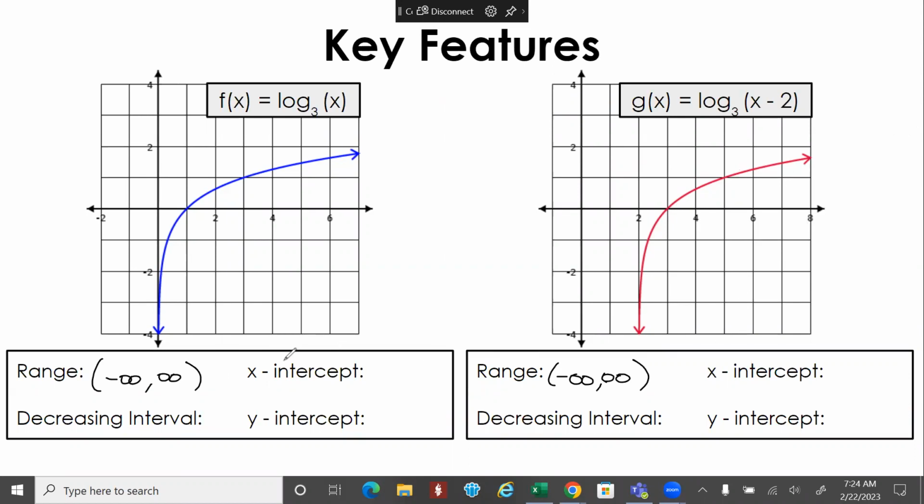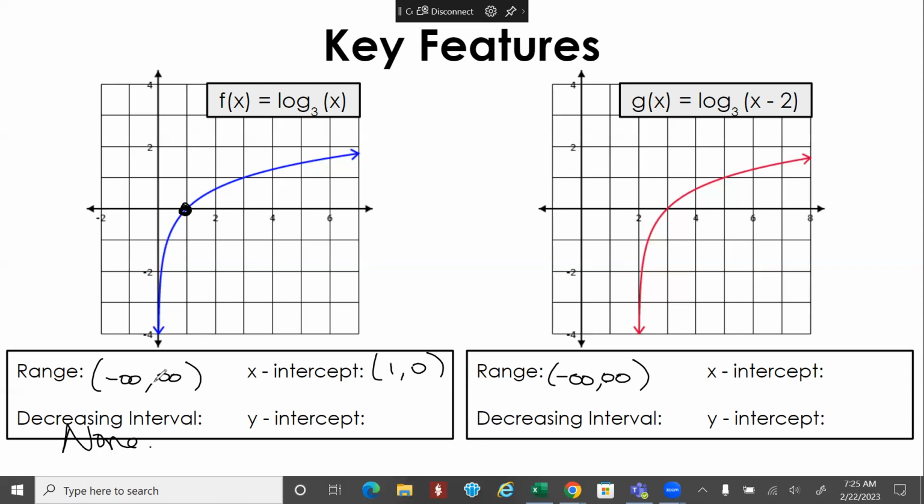Your x-intercept is going to be where it crosses the x-axis. So where does this guy cross the x-axis? 1. Okay, so we're going to have 1, 0. Is this decreasing at all? No, we already established that on the last one. And does this guy cross the y-axis?